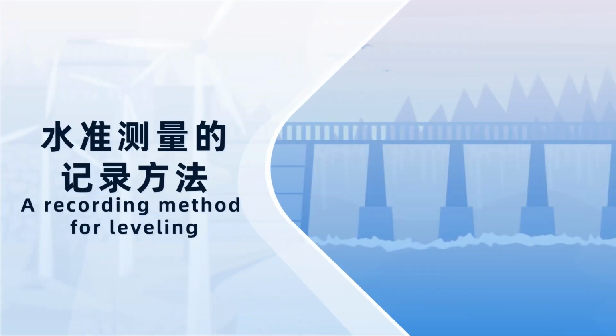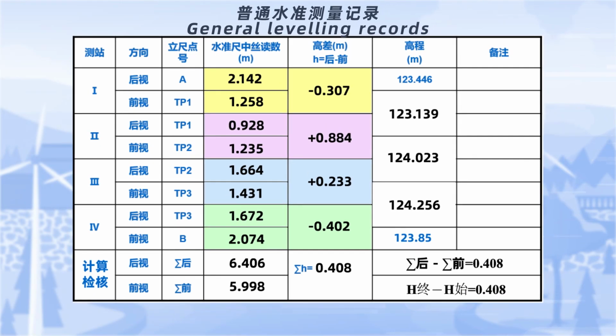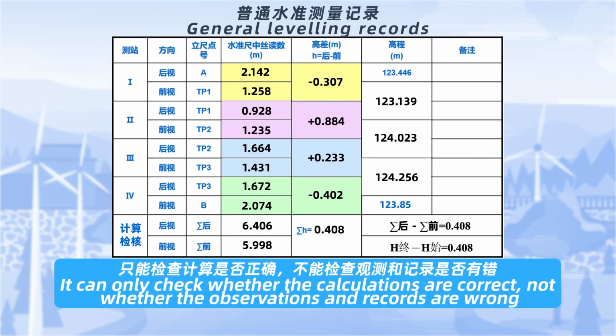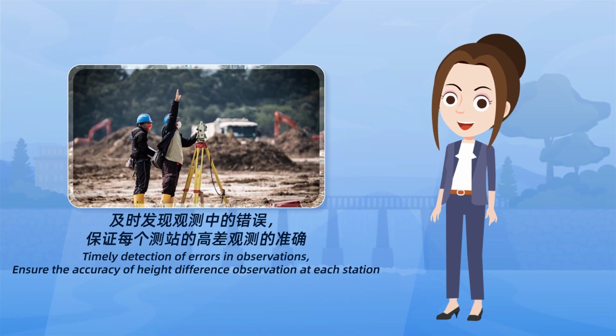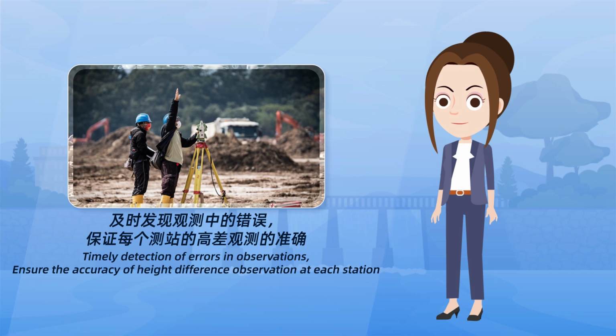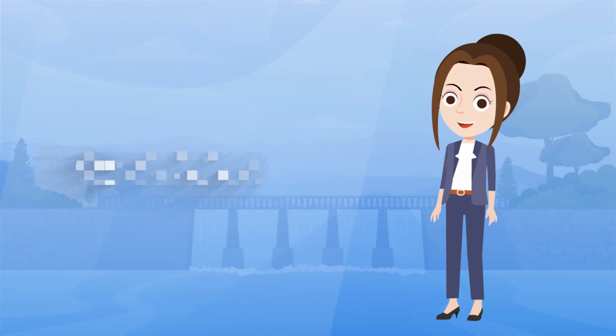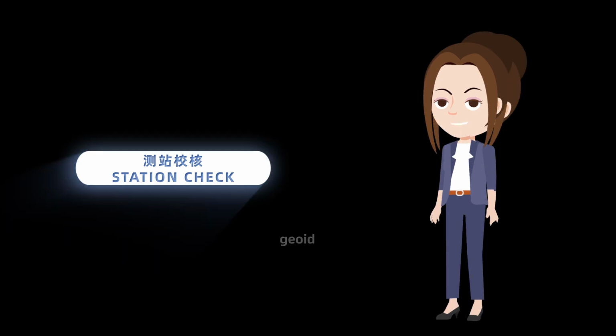Next, let's learn about the recording method for leveling. 2. The recording method for leveling. During leveling, the observation readings should be recorded on the logbook. The table for recording general leveling results is shown in the figure below. Calculations and verifications are performed in the leveling record table, which can only check if the calculations are correct, but cannot check if the observations and records are correct. In order to discover errors of observations in a timely manner and ensure the accuracy of height difference observations at each station, the station verification can be adopted.